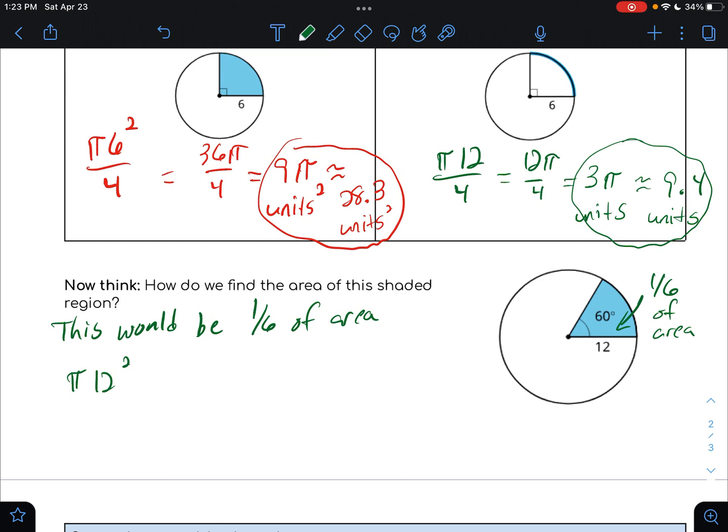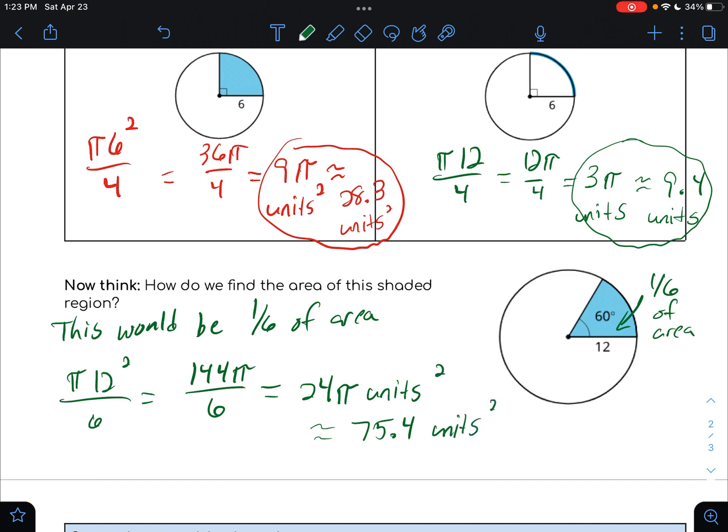So pi times 12 squared to be the total area, pi r squared divided by 6. So that's 144 pi divided by 6, and 144 divided by 6 is exactly 24, so 24 pi square units. And then if you multiply that to get the approximate decimal, rounded to the tenths place, that would be about 75.4 square units.